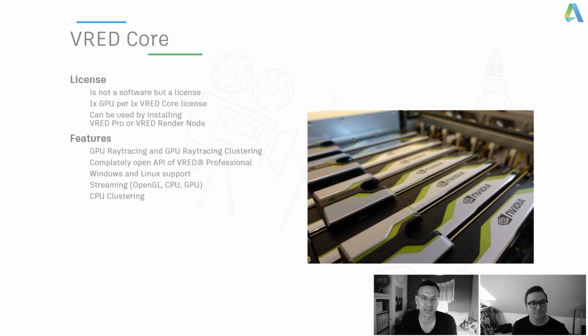And licensing, VRED Core can be used to license one GPU. I'm going to show some examples in the next slide. The features of VRED Core are, as stated, GPU ray tracing, and it also can be used for GPU ray tracing clustering. In general, it offers the same feature set as VRED Pro, so you can also access the completely open API of VRED Professional. I mean, just imagine it to be a VRED Pro without a UI. It also is available for Windows and for Linux. It is capable of doing streaming, not only on the GPU, but also in OpenGL and for the CPU. And speaking about CPU, you can also use it for CPU clustering. So if you have your CPU cluster, you can also use your VRED Core licenses for your CPU cluster.